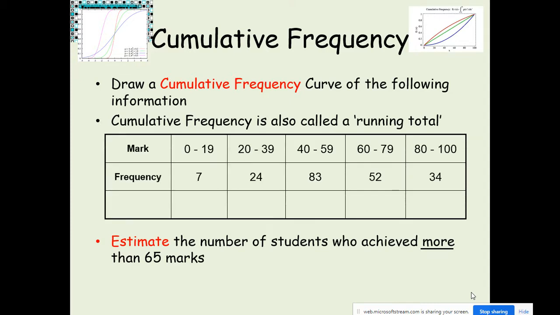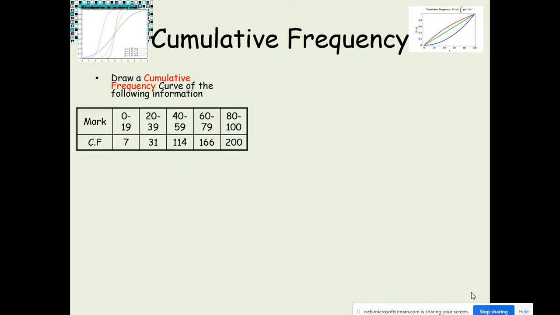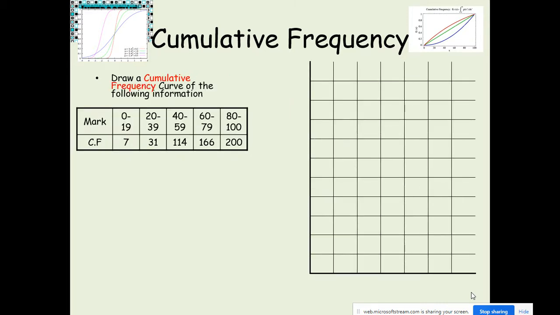Now, what I'd like you to do is pause the video, copy down this table in your books, and work out the cumulative frequency. And then draw the graph and estimate the number of students who achieved more than 65 marks. Okay, so for cumulative frequency, you're going to add them up. There you go. Once you've added them up, what are we going to do? We're going to draw a graph.